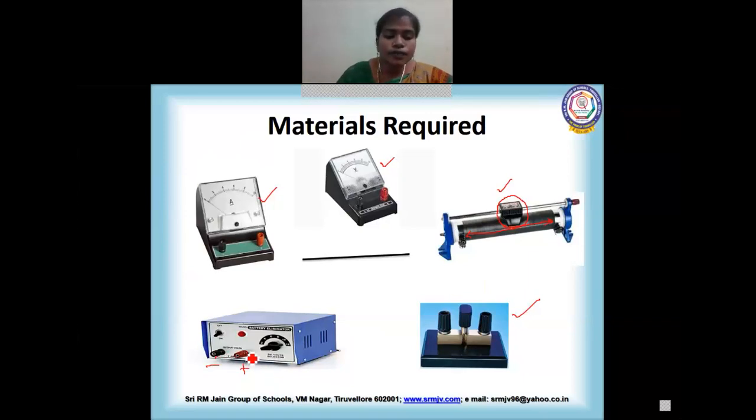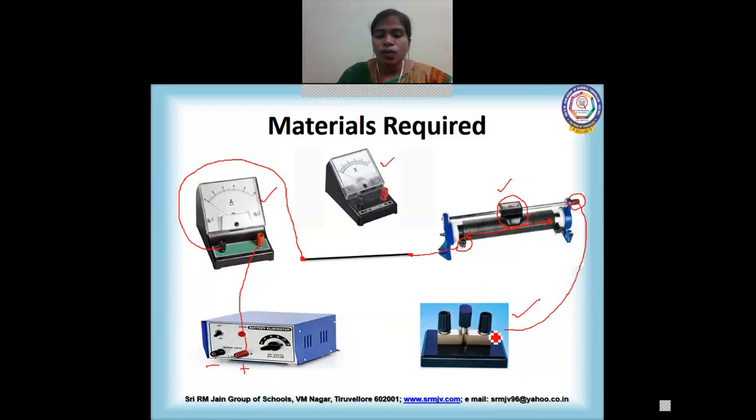So, positive terminal of the battery will be connected with the positive terminal of the ammeter. Then the negative terminal of the ammeter will be connected with one terminal of the resistor, and the other terminal of the resistor will be connected with one terminal of the rheostat. Then the upper terminal of the rheostat will be connected with one end of the plug key, and the other end of the plug key will be connected with the negative terminal of the battery.